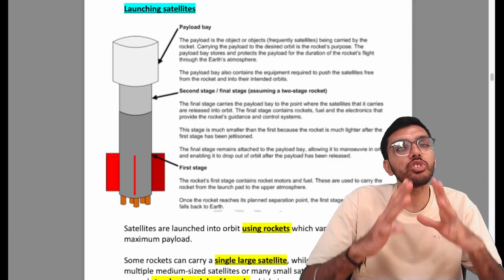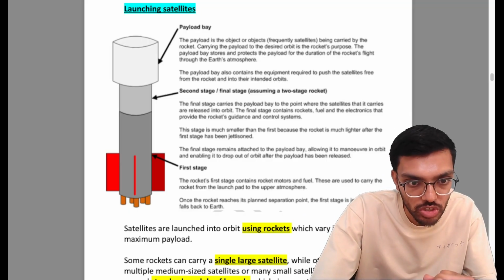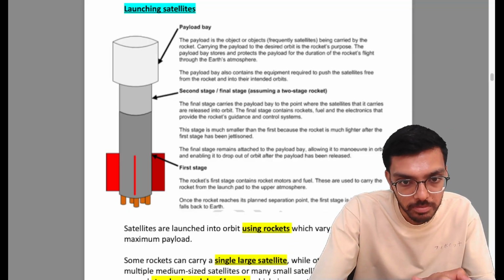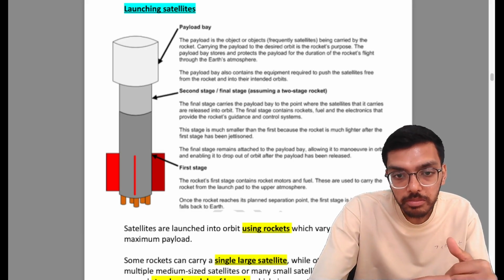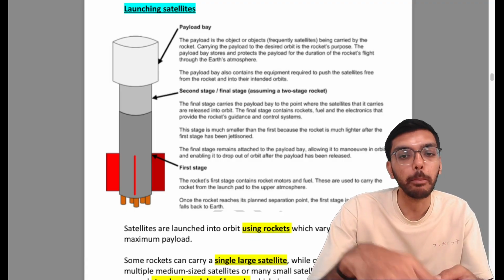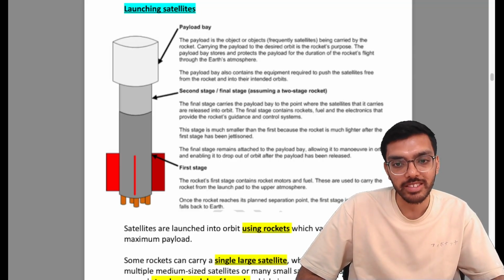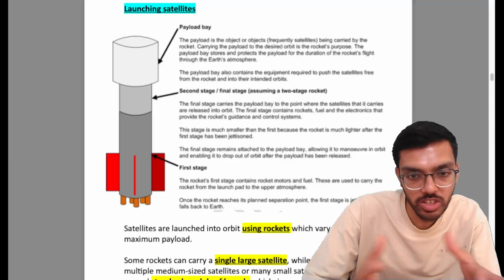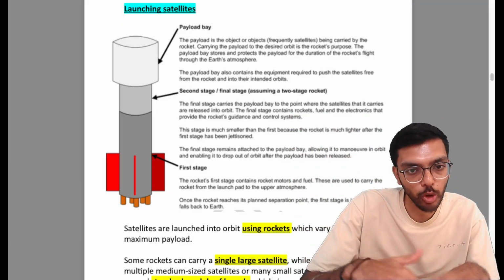They've given us an image, picture a rocket. Let's start with the first stage. The first stage is at the bottom. So the rocket's first stage contains the rocket motors and the fuel. They are used to carry the rocket from the launch pad to the upper atmosphere. Once the rocket reaches its planned separation point, the first stage is jettisoned and it falls back to Earth. So the first stage has the fuel, pushes the rocket upwards. Once its job is done, falls back to Earth.